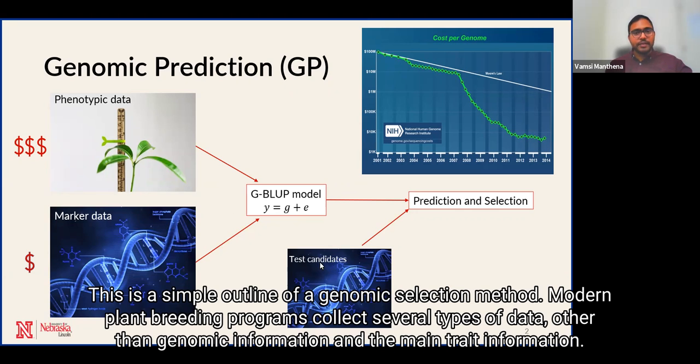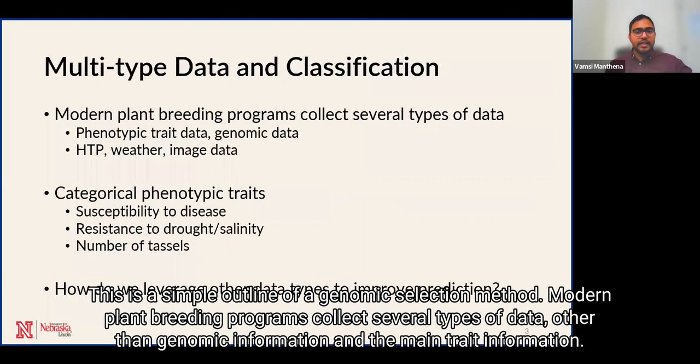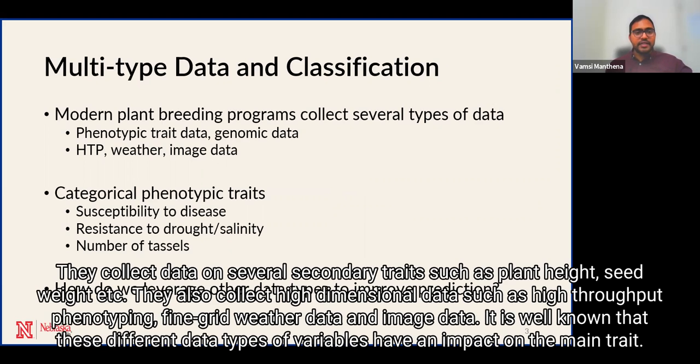Modern plant breeding programs collect several types of data other than genomic information and the main trait information. They collect data on several other secondary traits such as plant height, seed weight, etc. They also collect high-dimensional data such as high-throughput phenotyping, fine-grained weather data, and image data.